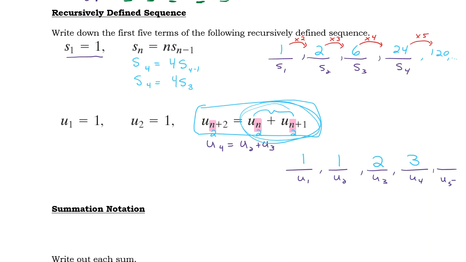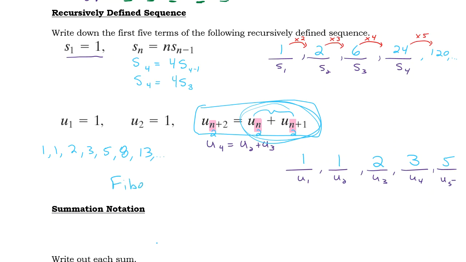All right, so u sub 5 is going to be 2 plus 3, which is 5. Do you recognize this sequence? 1, 1, 2, 1 plus 2 is 3, 2 plus 3 is 5, 3 plus 5 is 8, 5 plus 8 is 13. This is the Fibonacci. I wonder if I could spell this.